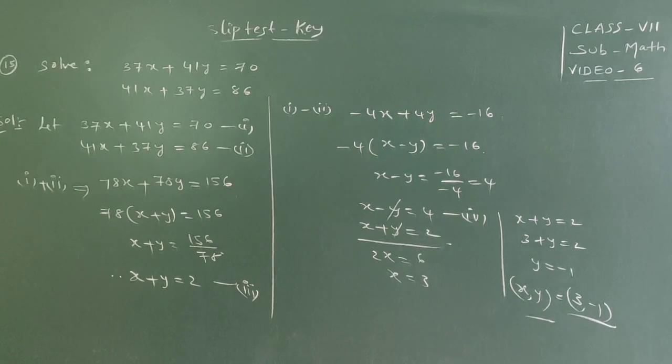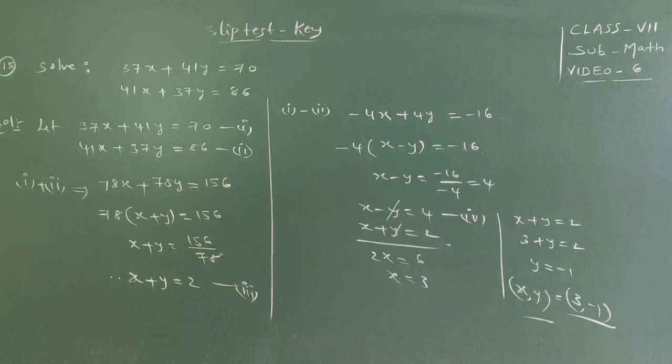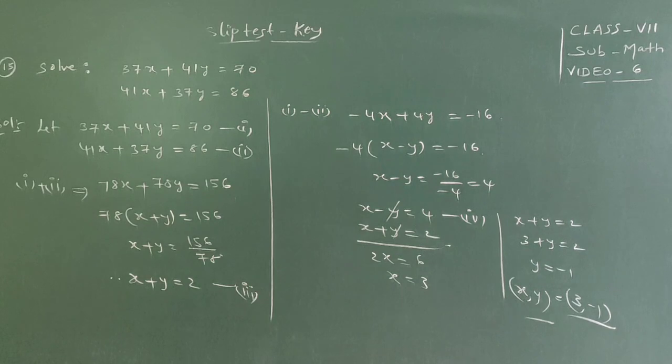Here that is 37x plus 41y equals 70, 41x plus 37y equals 86. Coefficients are interchanged, x coefficient and y coefficient in the first and second equations. In this situation, we can use this method. Once we need to add both given equations, once we need to subtract both given equations. After adding, we will get x plus y equal to 2. After subtraction, we got x minus y equal to 4. Now we can easily solve these to get 3 and minus 1 as the solution. Otherwise, substitution, elimination or cross multiplication, any one of the methods you may use to get the values 3 and minus 1. Okay. Have a nice day.